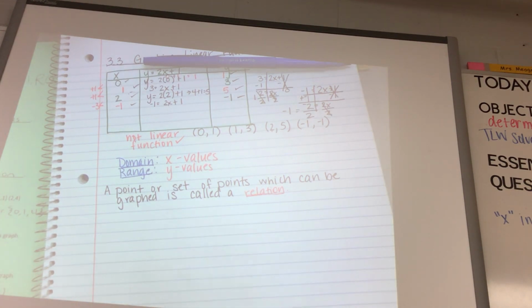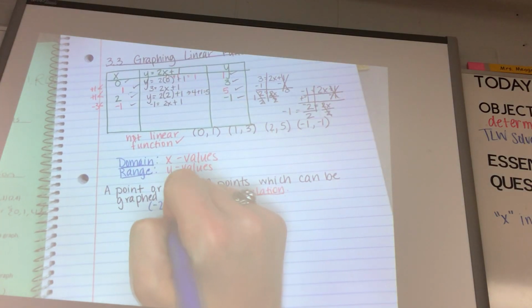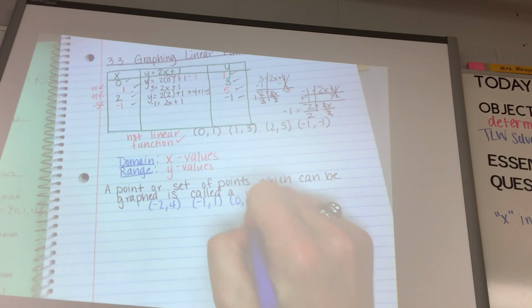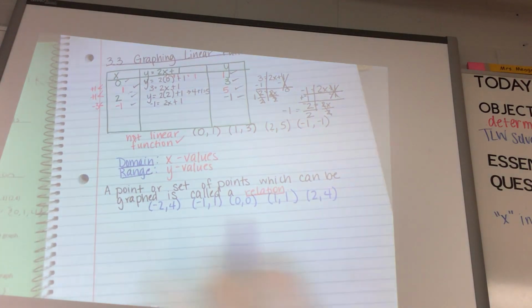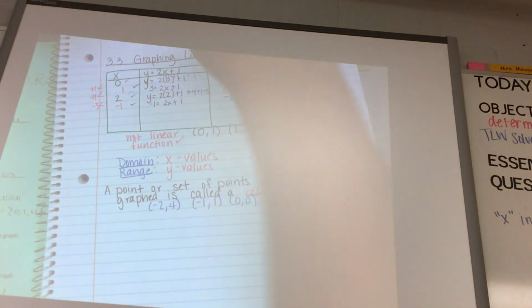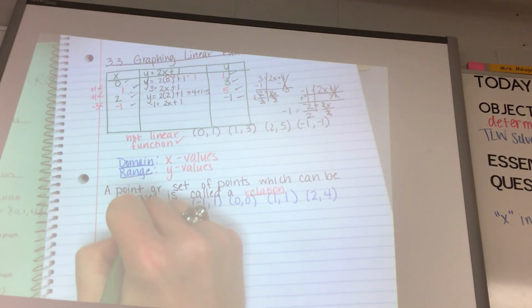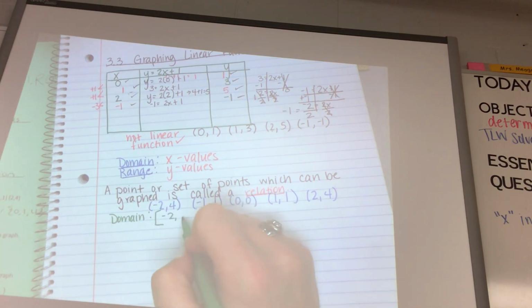So here are your ordered pairs. Negative 2 and 4, negative 1 and 1, 0, 0, 1, 1, and 2, 4. These are your ordered pairs. So the relation has to deal with domain and range. It's really just the domain and range together. So we could figure out the domain of these ordered pairs. And they are just the x values: negative 2, negative 1, 0, 1, and 2.